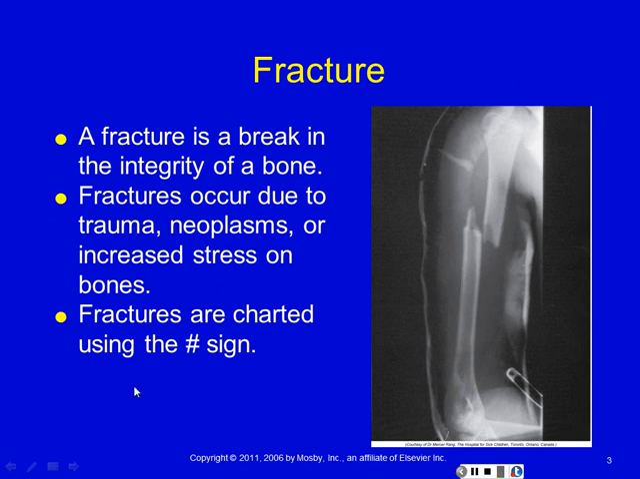This would have to be operated on or reduced somehow to get the two ends of the bone lined up in the right place. Most commonly it's trauma, so either a fall or a blow or something like that has dealt a lot of stress into the skeletal structure, and one of the bones has given way. But we can also get fractures secondary to cancer that's either in the bone or somewhere else and eating away at the bone.